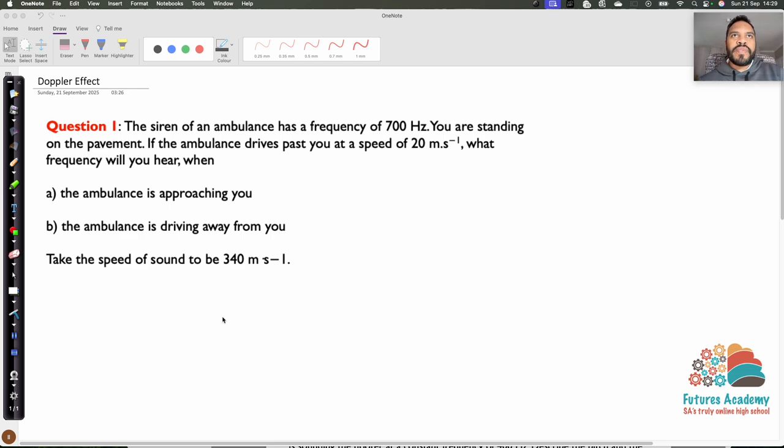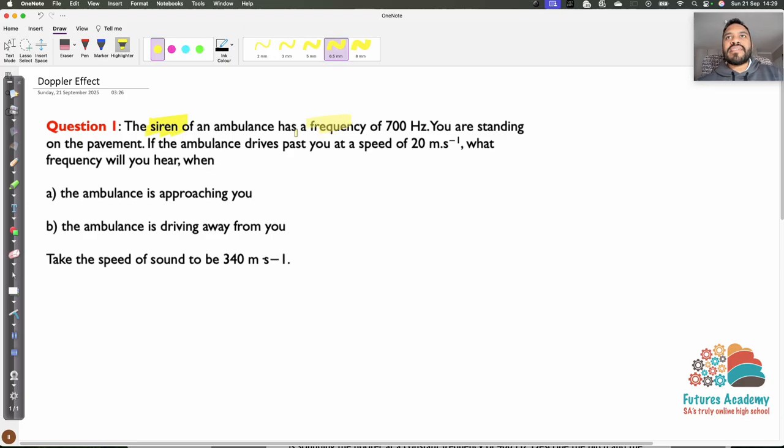Okay, so the question is, the siren of an ambulance has a frequency of 700 hertz. So we know this is the siren, has a frequency of 700 hertz. You are standing on the pavement. If the ambulance drives past you at a speed of 20 meters per second, right? What frequency will you hear when the ambulance is approaching you and the ambulance is driving away from you? Take the speed of sound to be 340 meters per second.